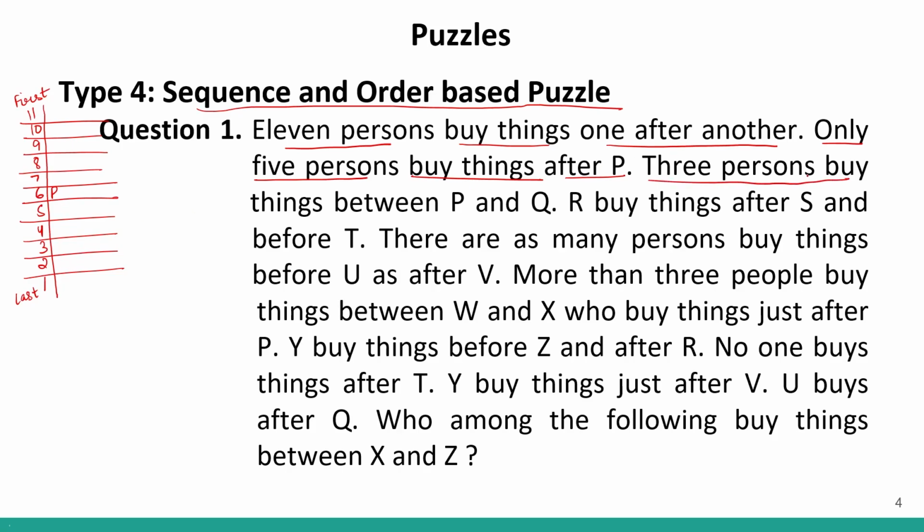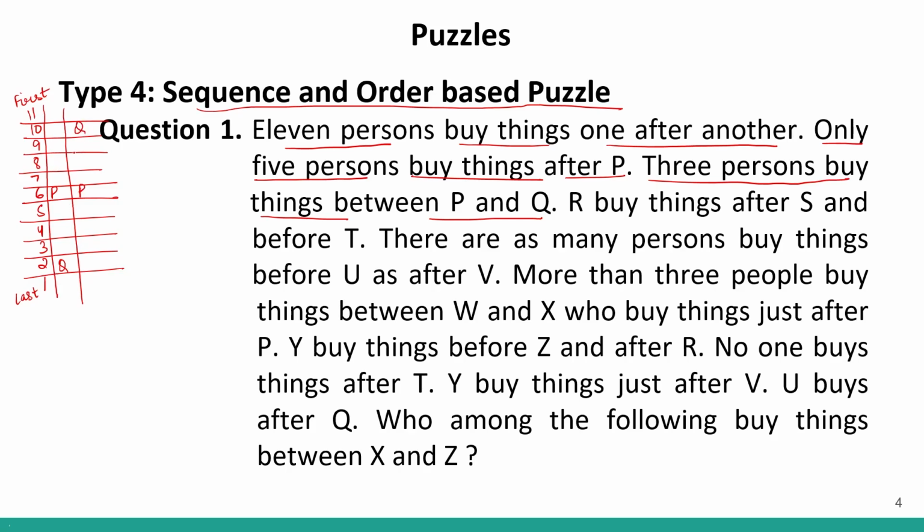Now 3 persons buy things between P and Q. So 3 persons buy things between P and Q means 1, 2, 3. I can have Q over here. This is my first possibility. But now I can have a second possibility also, that 1, 2, 3, I have Q over here.